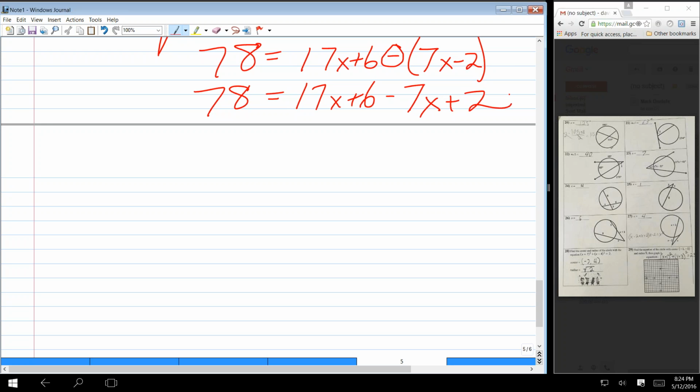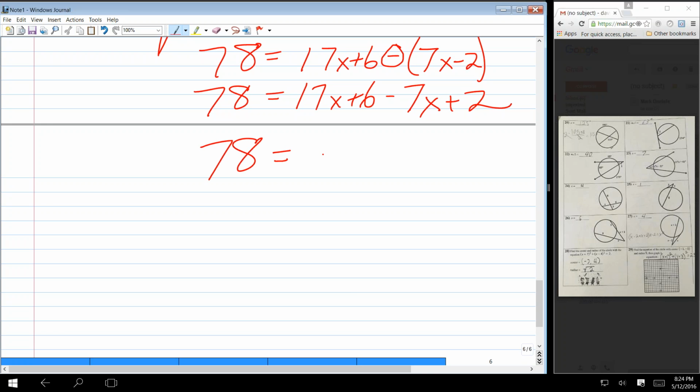Okay, I distributed it to the 7x. That's how I got minus 7x. But I got to distribute it to the negative 2. That's why these parentheses were so important to put in. If I didn't put the parentheses in the first place, you'd have minus 2 here and get a completely different answer. Okay, now simplify.